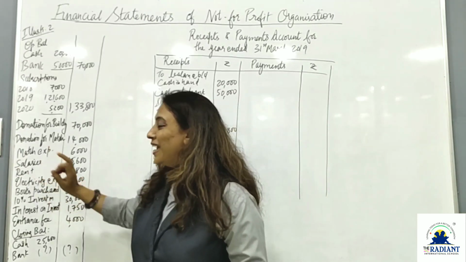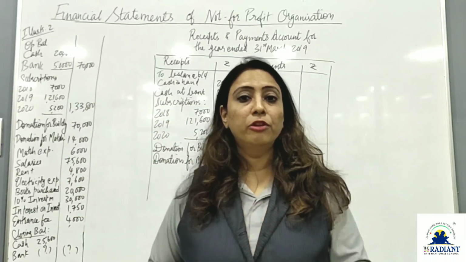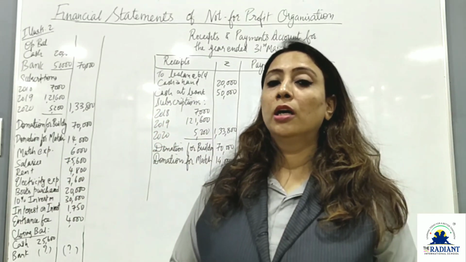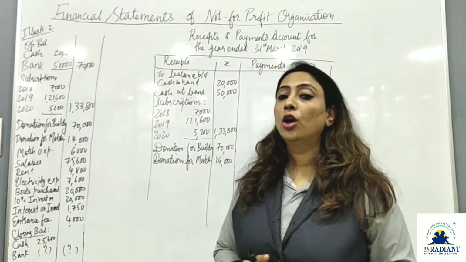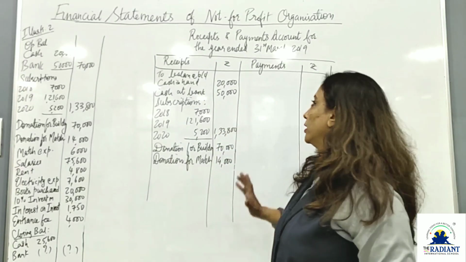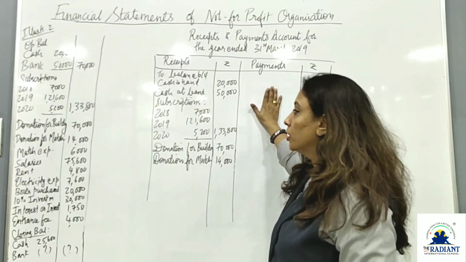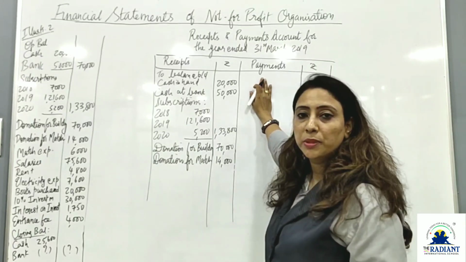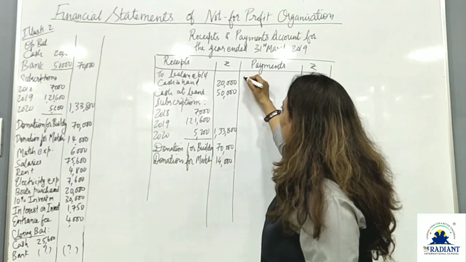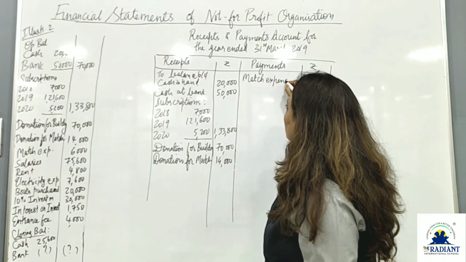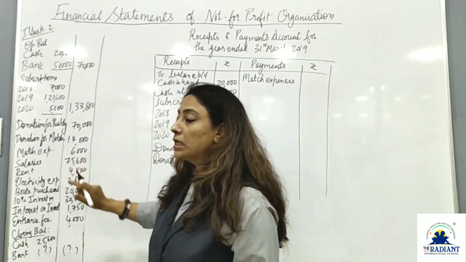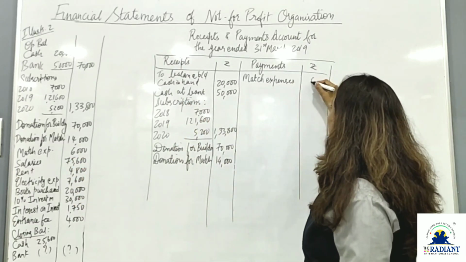Then comes match expenses. The word expenses itself indicates that it is your payment. So obviously all the expenses we are going to write on the payment side. So I am going to write match expenses on the credit side. That is 6,000.